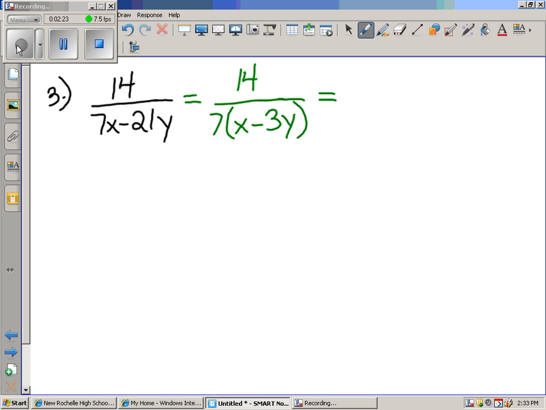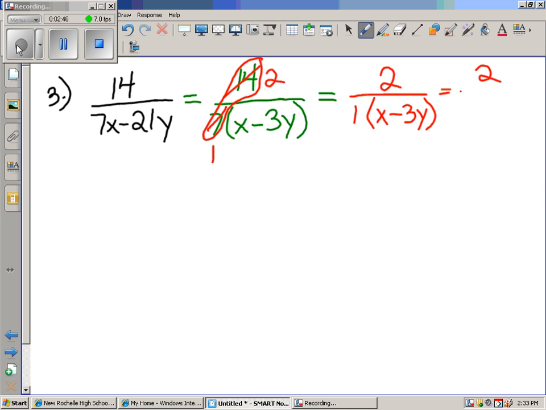And then the top is 2 and the bottom is 1. Very nice. This becomes a 2. This becomes a 1 because these guys simplify. And then finally, you're just left with 2 over 1 times x minus 3y. And you could have said that that's the same thing as 2 over x minus 3y. Same thing. Good to go.